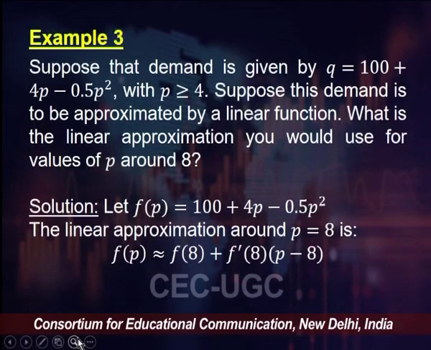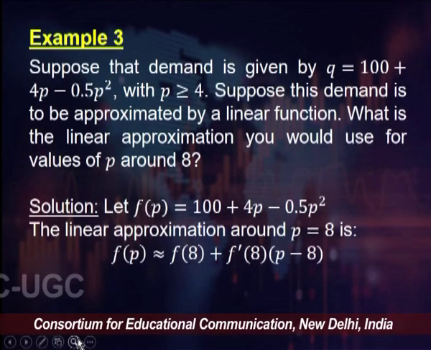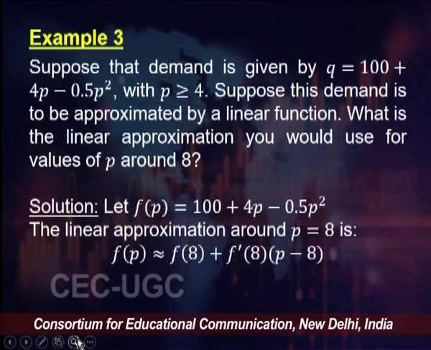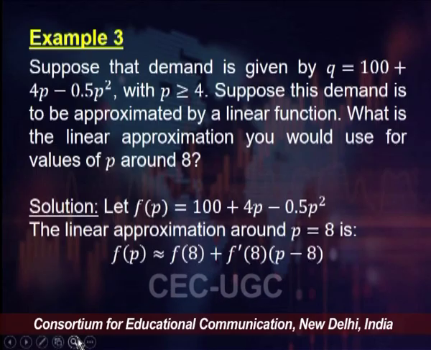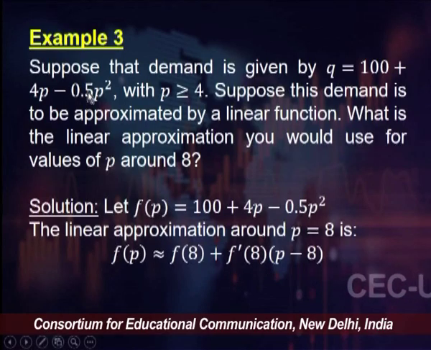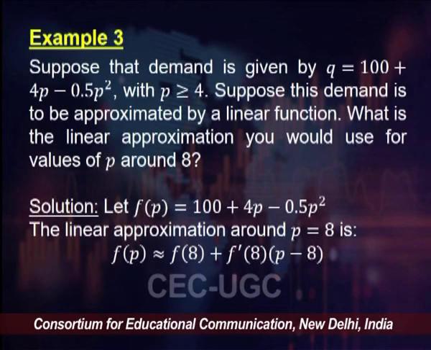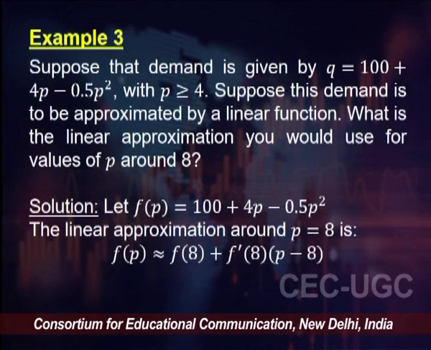Let us now look at an economic application of linear approximations. This is an example where we are assuming that demand is given by Q equal to 100 plus 4 times P minus 0.5 times P squared, with P representing price. And here we will assume that P is greater than or equal to 4, because this is a quadratic polynomial, and here to get a downward sloping demand function we need P greater than or equal to 4. Suppose this demand is to be approximated by a linear function.